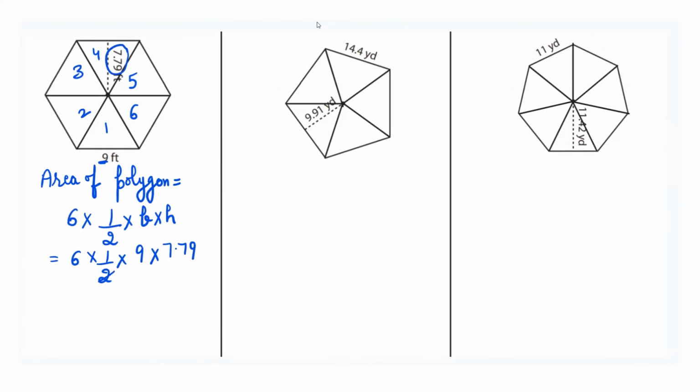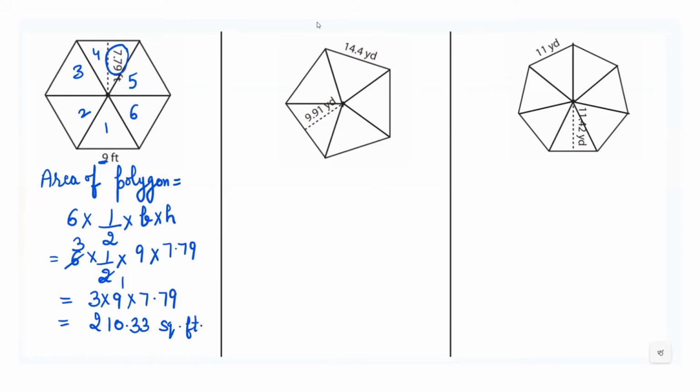Now we will simplify. 2 ones are 2, 2 threes are 6. Now we have the numbers 3 times 9 times 7.79. So when we multiply it, we'll get the answer equal to 210.33 square units.